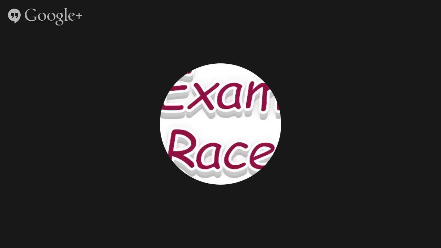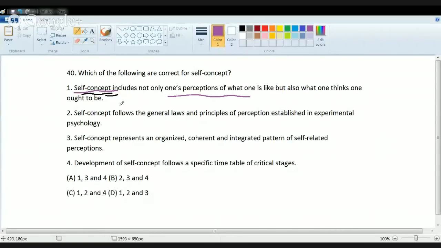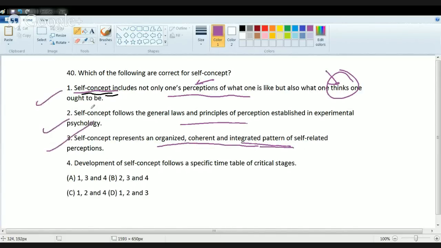So that is self-concept. But it is also about your thinking or your thought process. So it's your own vision about yourself and your own thought process. Then it follows some general laws of perception. That is for sure that every concept that is in existence in the world should follow some laws and principles of perception. And definitely it is an organized, coherent and integrated pattern. So 1, 2 and 3 are the correct options here. While we develop self-concept, we cannot say we are following a specific timetable.